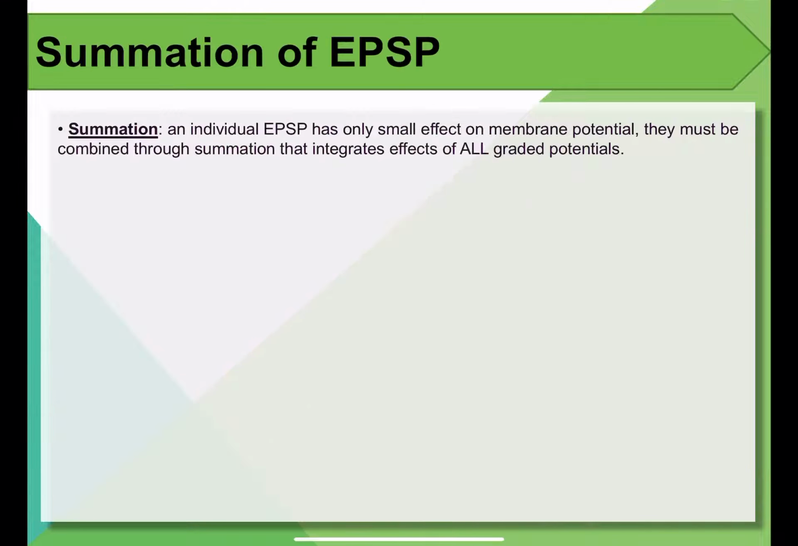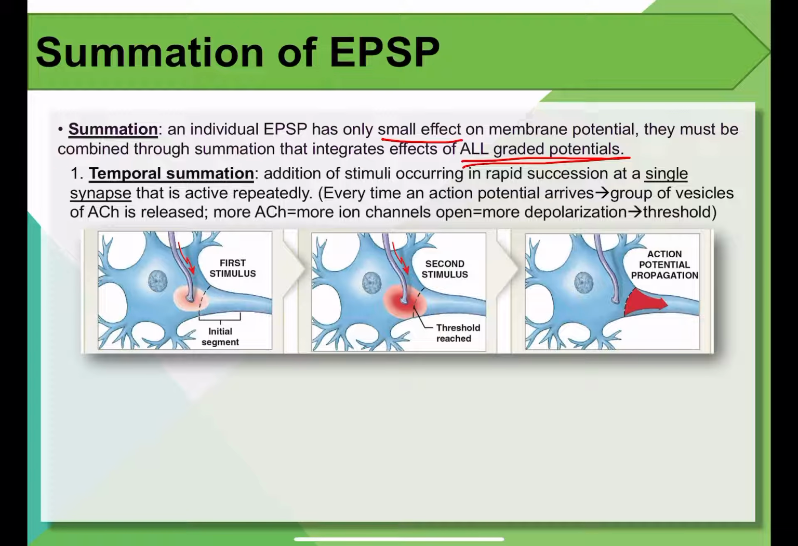Okay, all right, so just as I have talked about graded potential, one individual EPSP has only a small effect on membrane potential. So they must be combined through summation that integrates all of the graded potentials before you can activate the trigger for an action potential. So there are two types of EPSP summation: temporal versus spatial summation.